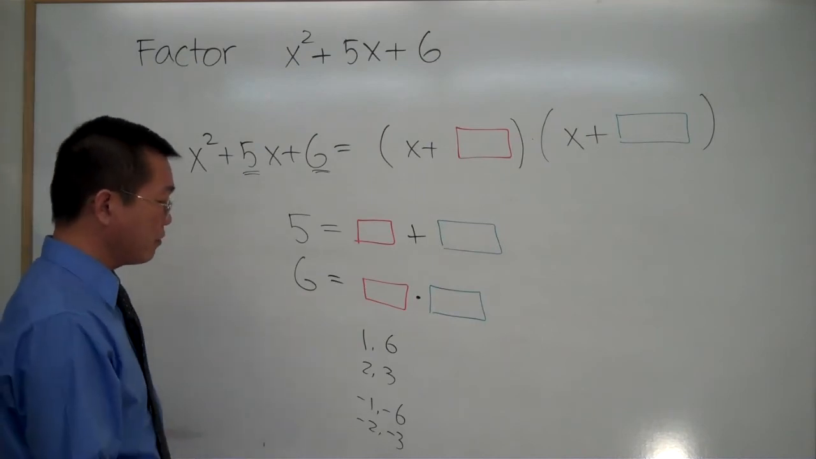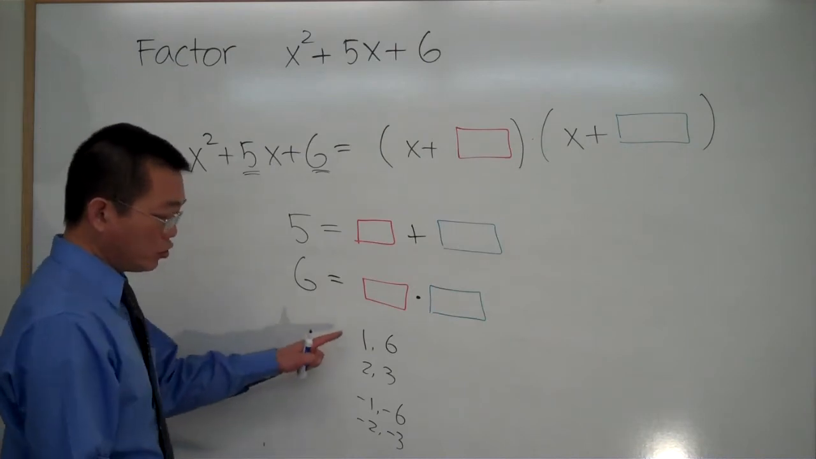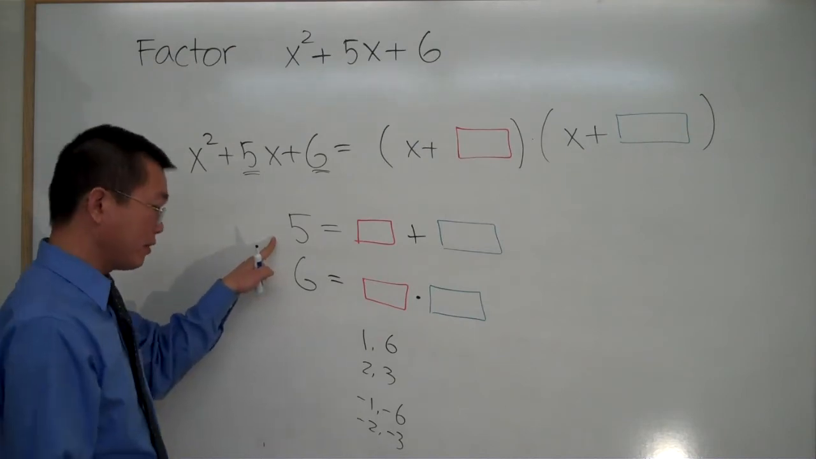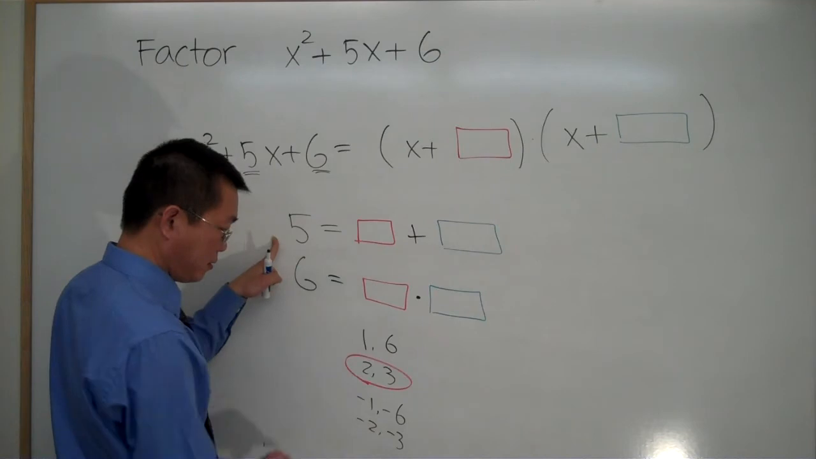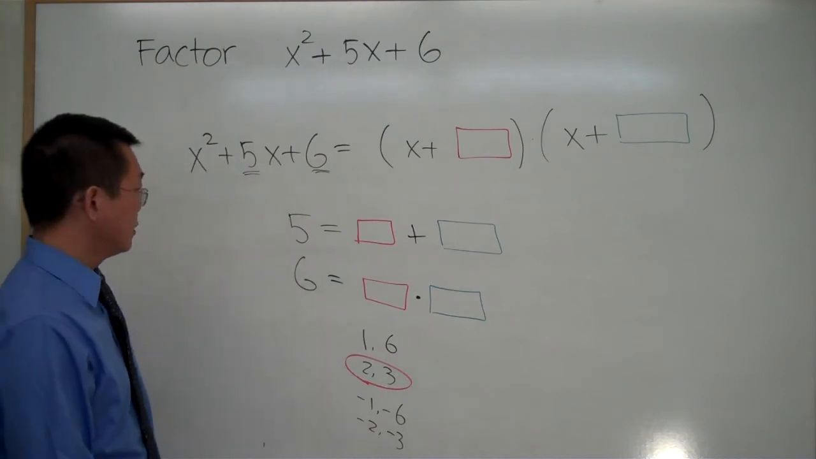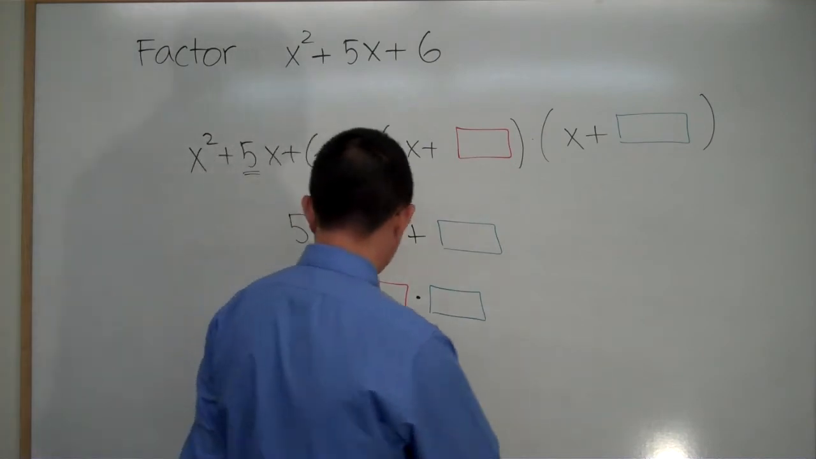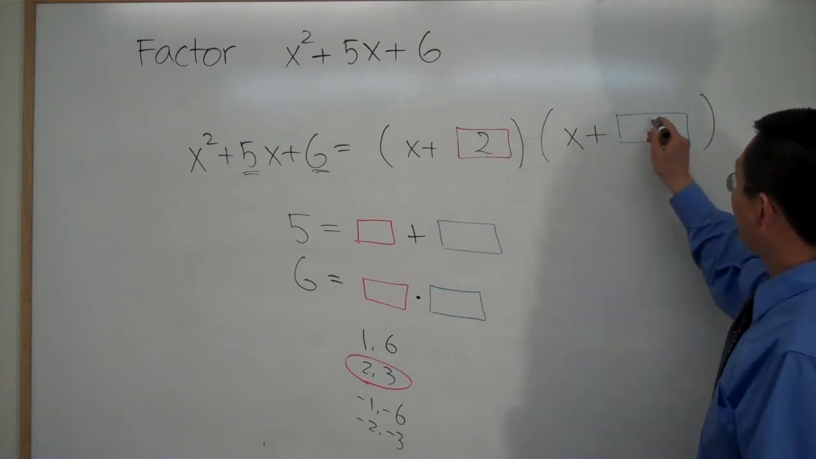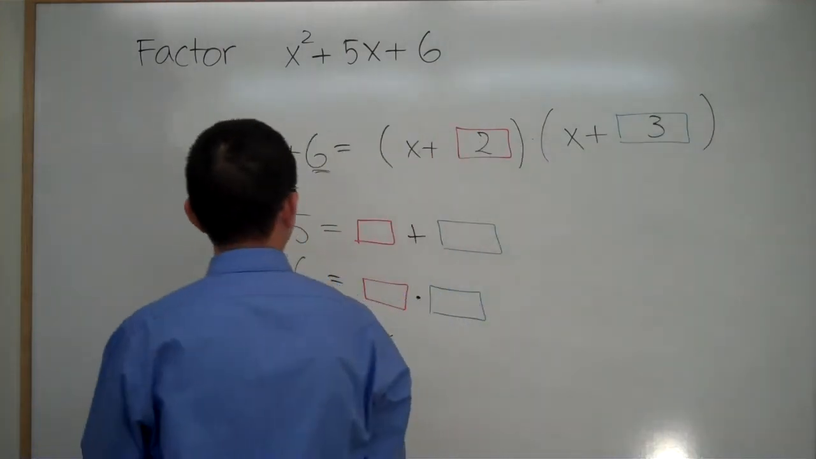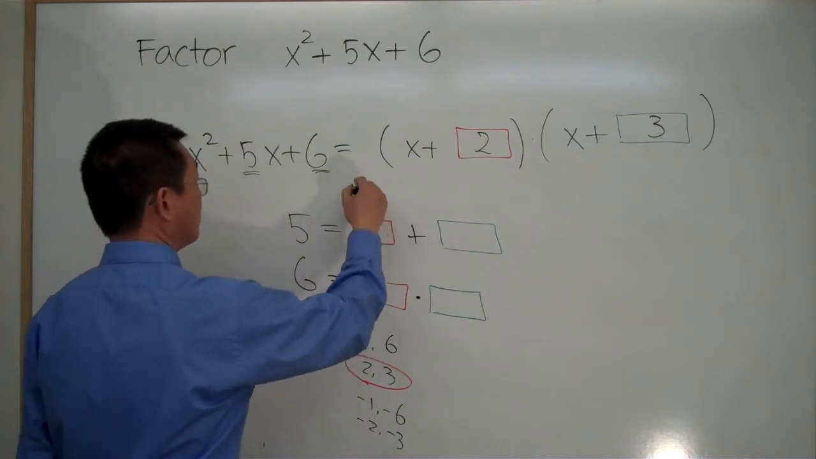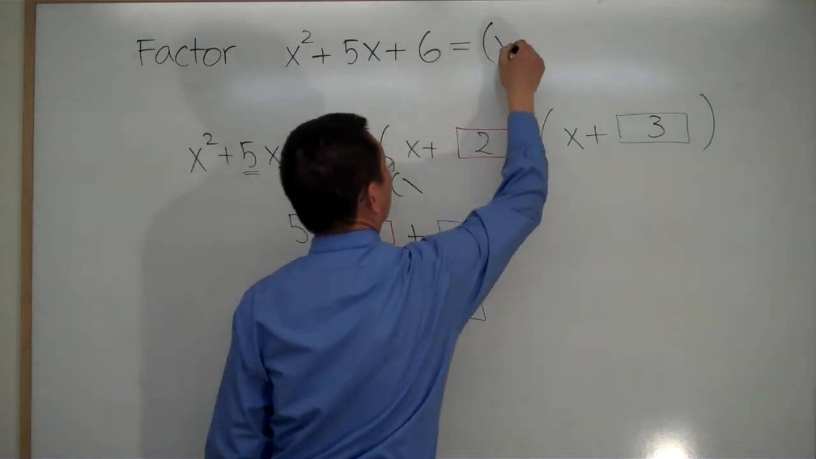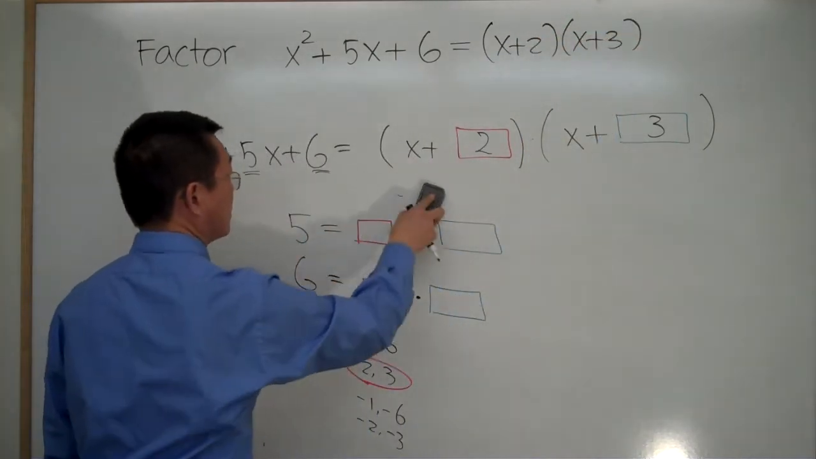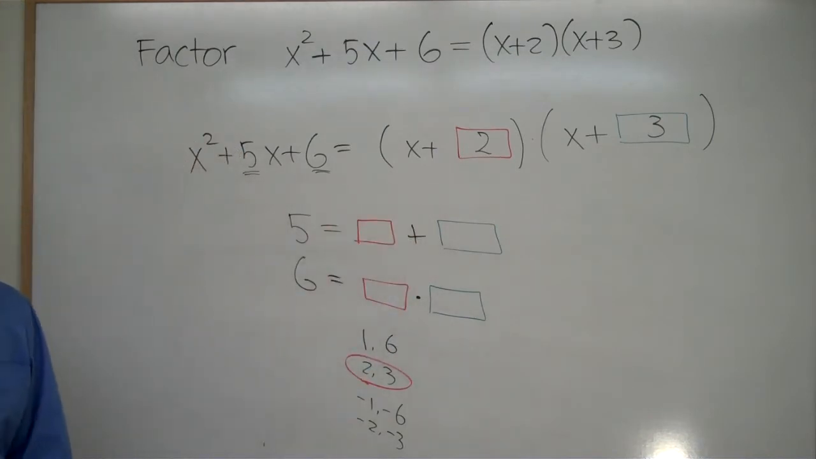Now, if you just check these 4 pairs against my first clue, which is that they have to total 5, it's got to be this one. The others would not work. So we quickly have found this pair, which is 2 and 3. So I put 2 in here and 3 in here. So my final answer is x plus 2 times x plus 3. Is that okay with everybody?